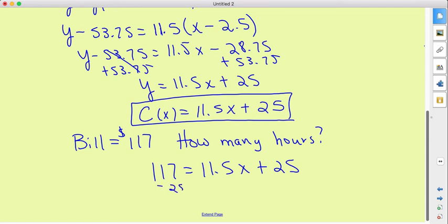If I subtract 25, I'm going to be down to 92. And hopefully if I did my math right, 11.5 goes into 92 eight times. So he was there for 8 hours. Dude, you have a plumber at your house for 8 hours. If you got by for $117, you better celebrate. That would be really good.